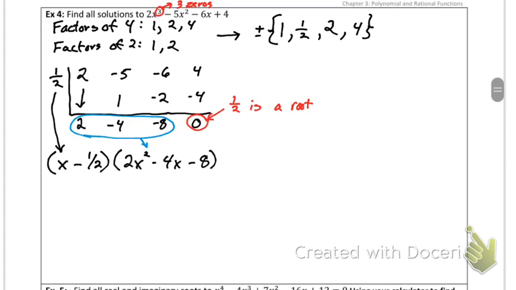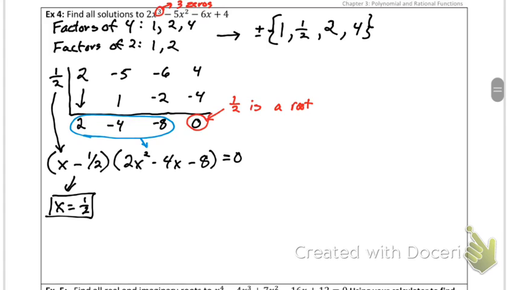So we divided by 1/2, which drops our power down to a quadratic. Now we can start finding our zeros. One of my zeros we already found was x equals 1/2, but we already knew that by dividing by 1/2. 2x squared minus 4x minus 8, well, I can find that zero because it's a quadratic.